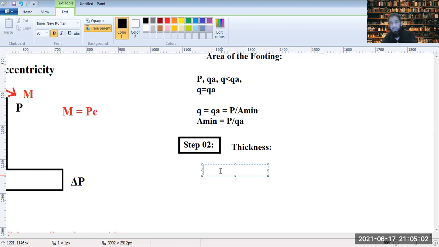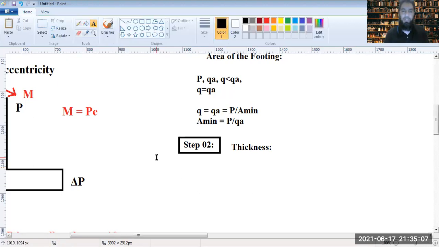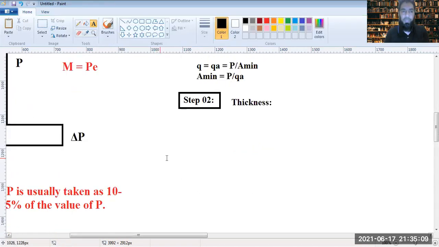What does the thickness of the footing actually define? How is it defined? It's defined by the shear capacity of the footing. So when we are talking about how to determine the thickness of the footing, it's based on the shear capacity of the footing. Now there are two types of shears that usually act on the footing.